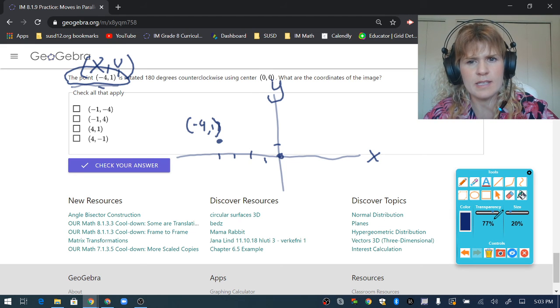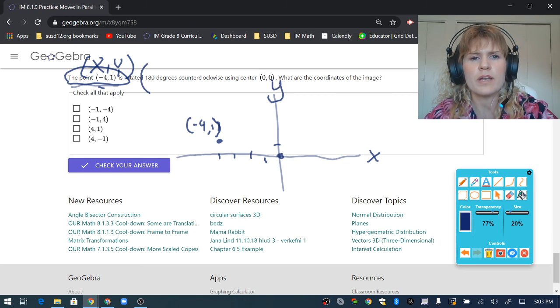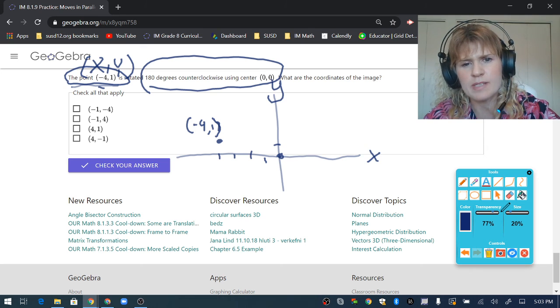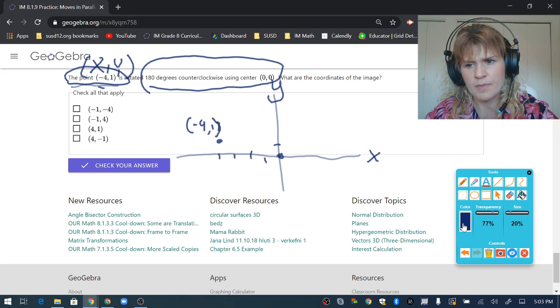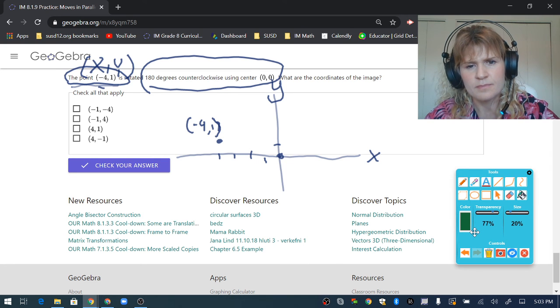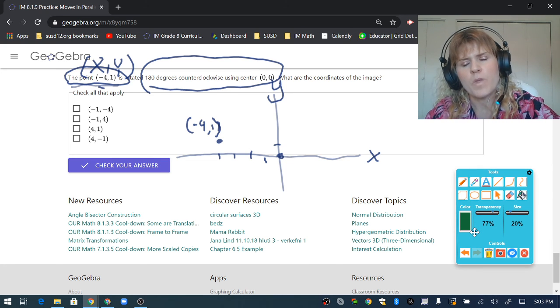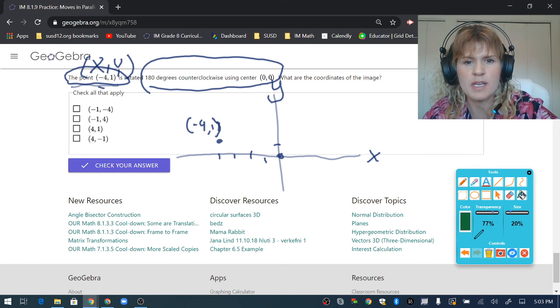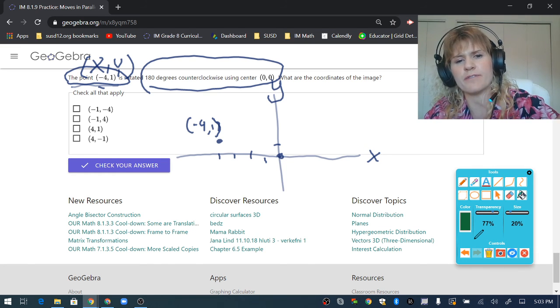Now, what is the coordinate of the image after a 180-degree rotation around center point 0, 0? Think about that. Okay, so if we have a 180-degree rotation, everything completely flips.